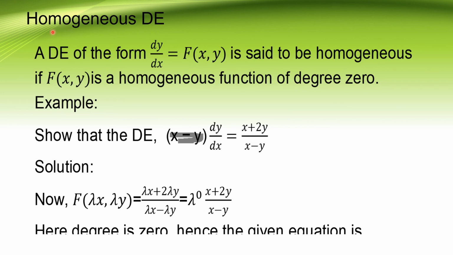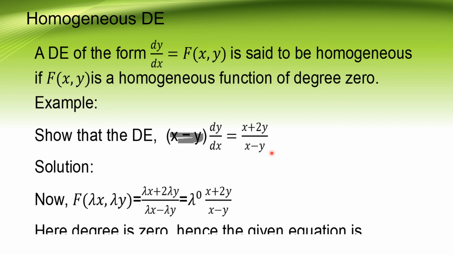Next topic is homogeneous differential equation. A differential equation of the form dy by dx is equal to capital F of x comma y is said to be homogeneous if capital F of x comma y is a homogeneous function of degree 0. If I get a homogeneous function of degree 0, then the given equation is said to be a homogeneous differential equation. For example, the differential equation dy by dx is equal to x plus 2y by x minus 2y. Here capital F of x comma y is x plus 2y by x minus 2y.